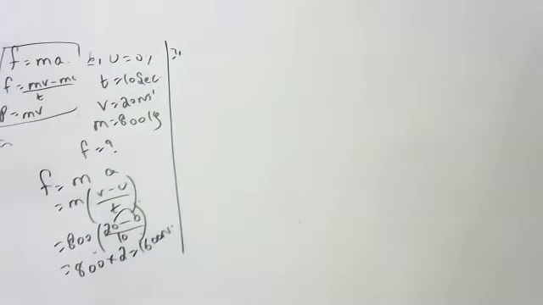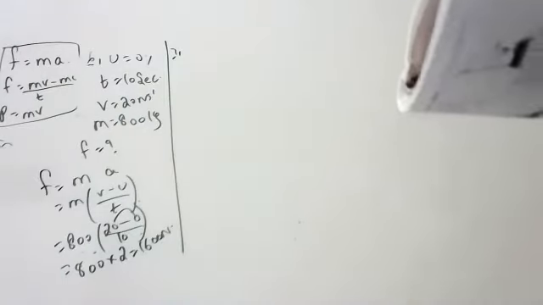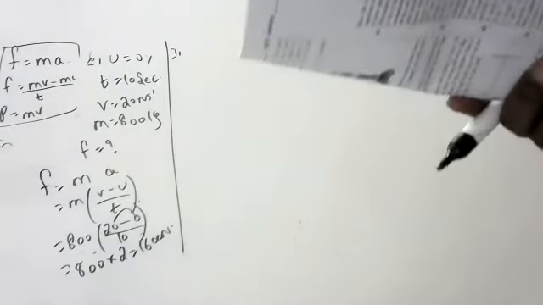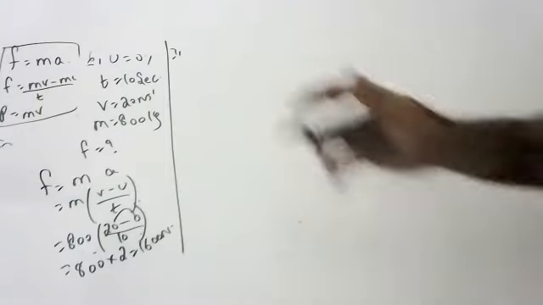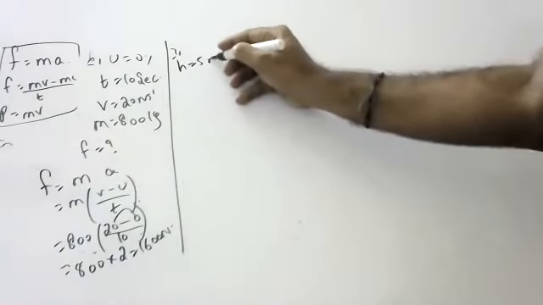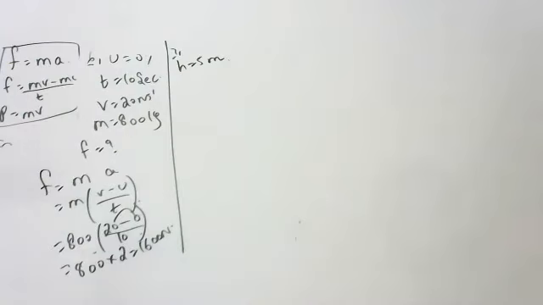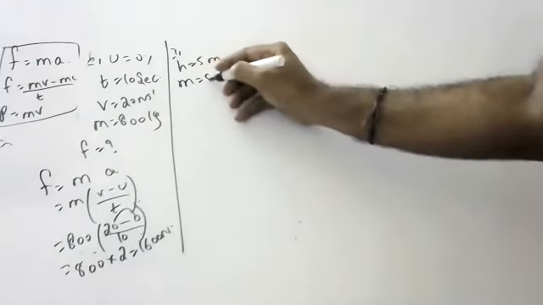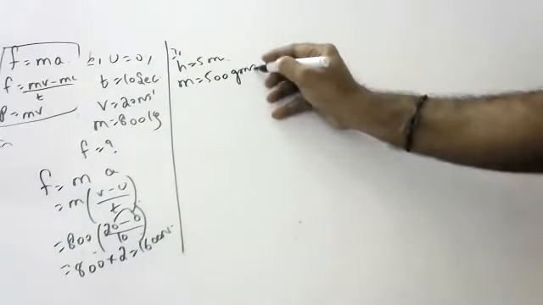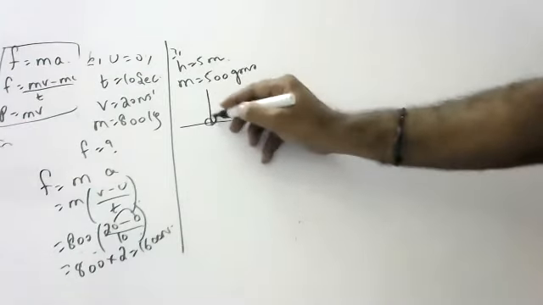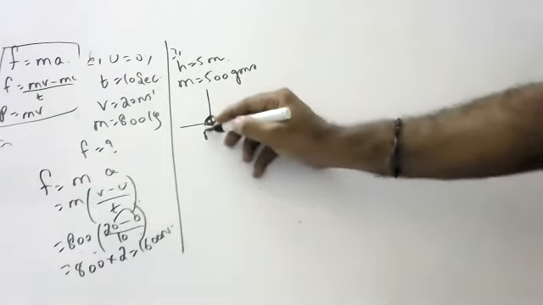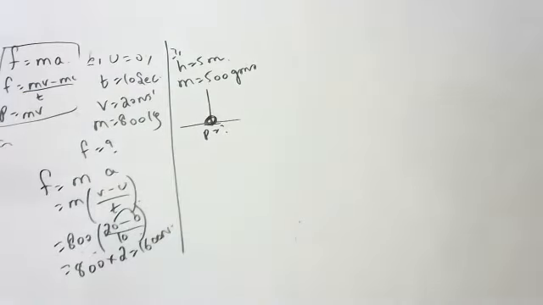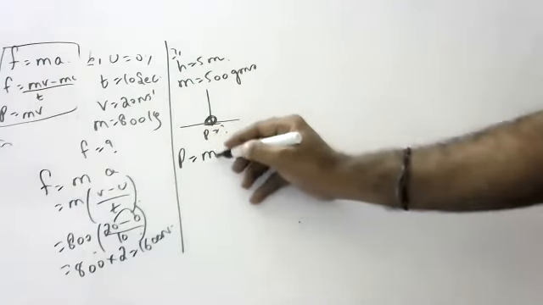Okay, one more question. Please concentrate, children. A ball is falling freely from a tower of height 5 meters. How much momentum does it transfer to the floor if its mass is 500 grams? The ball is falling, children. On reaching the floor, what is its momentum? Momentum means mass into velocity.